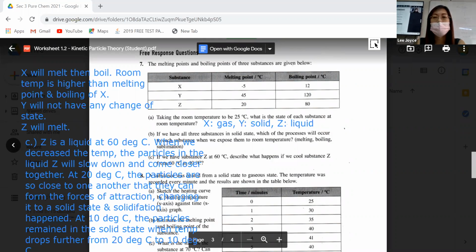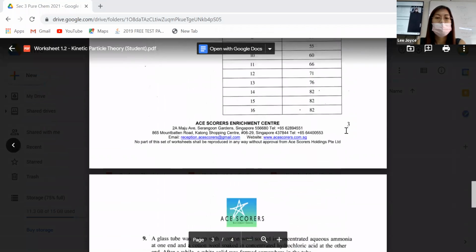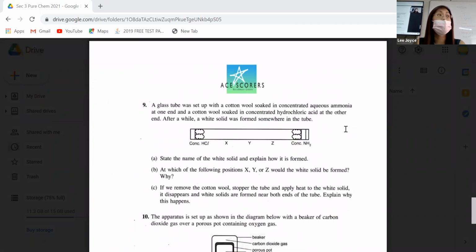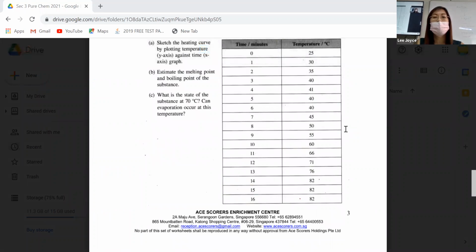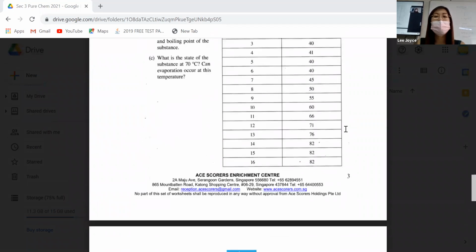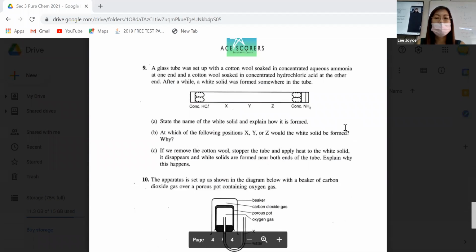Let me clear the drawings. Okay, now question 8, I'm going to leave it to you to do because that involves graph plotting. So go and try it on a graph paper, bring it in next week. Okay, we shall go through this. All right, now what about question 9 and 10?